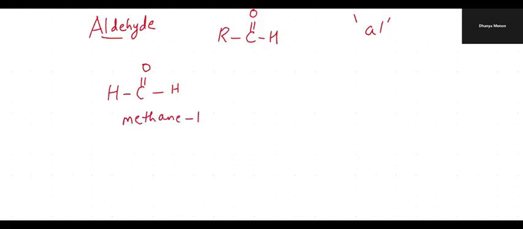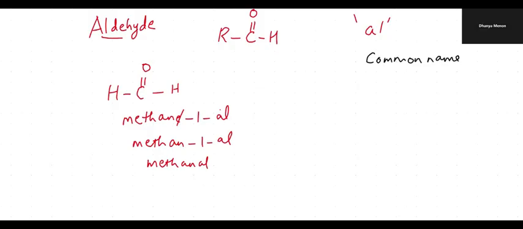So E and A are coming, so I'm removing that E, methane, 1-al. Okay, so you can also ignore that one and methanol. Okay, and the common name is very important for this because this is called by the name formaldehyde. This is one of the common names that's used. Okay, sometimes instead of methanol, they just use formaldehyde. So you must know that formaldehyde is nothing but HCHO, the first member of aldehyde group.